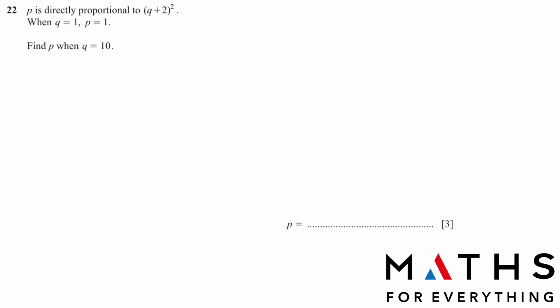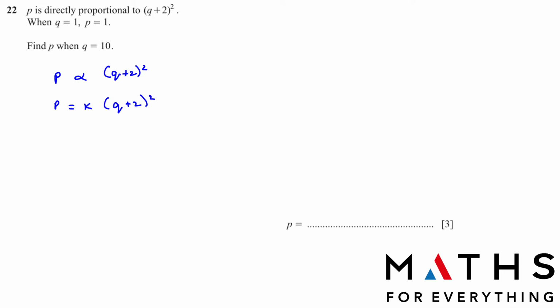Question number 22. P is directly proportional to (Q plus 2) squared. When Q is equal to 1, P is equal to 1. Find P when Q is equal to 10. Directly proportional means P is directly proportional to (Q plus 2) squared. So P equals K(Q plus 2) squared.